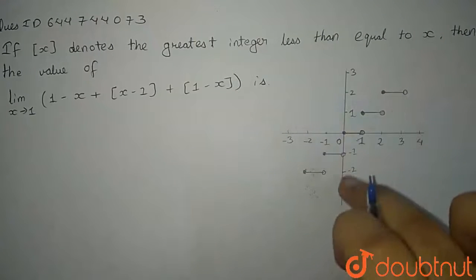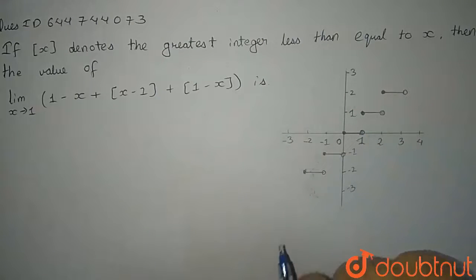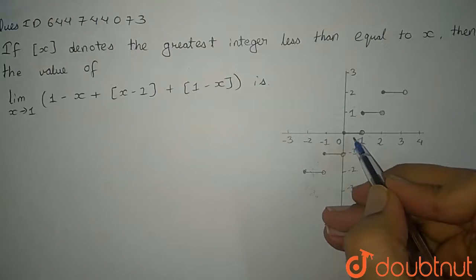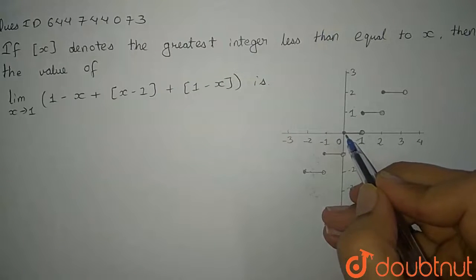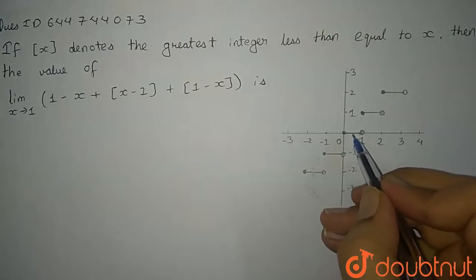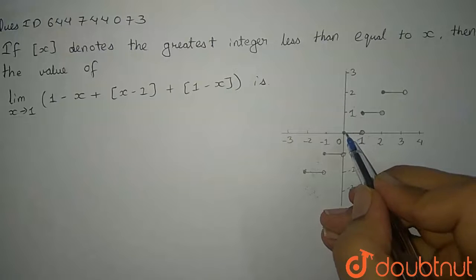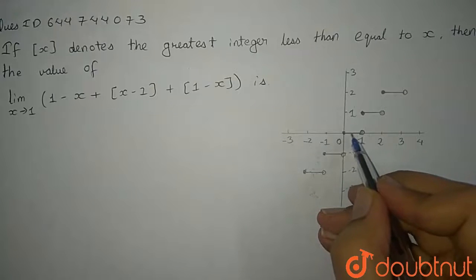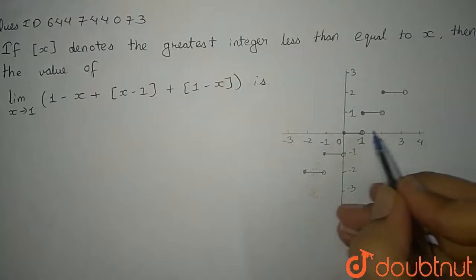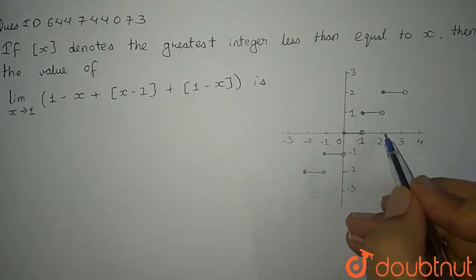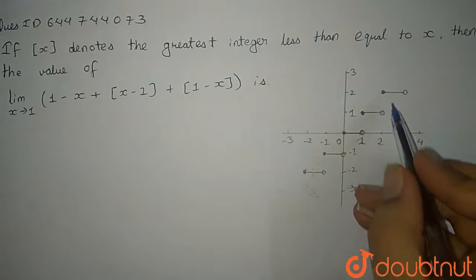So I have built here this greatest integer function's graph. For any value of x, for example, let us take 0.1. What will be the greatest integer value of such a function? It will be the greatest integer less than 0.1, which is 0. So it is right here. For these values, the value will be 0. And for 1.1 and all these, the value will be 1. And for 2.1, the value will be 2.